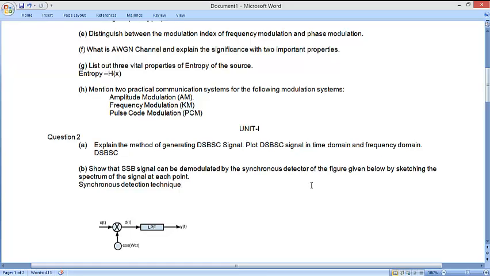And you have to write an output equation, for which you can refer to the book. It is represented in the form of e(t). Also you have to sketch the spectrum. Here you can sketch the spectrum with respect to the time domain and frequency domain.